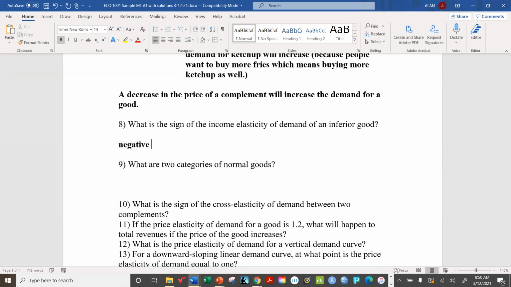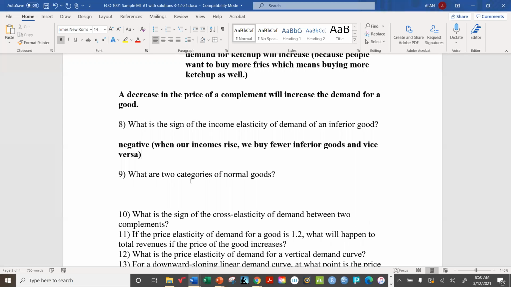Okay, so I'll just put that in parentheses here. When our incomes rise, we buy fewer inferior goods, and vice versa. Okay, so that's the reasoning behind this, but the answer is negative.